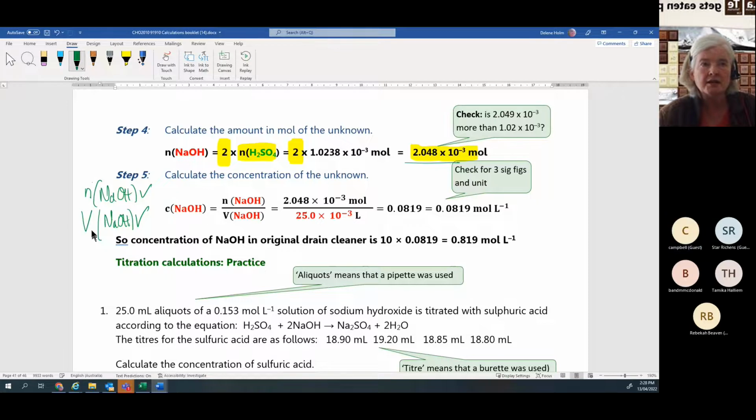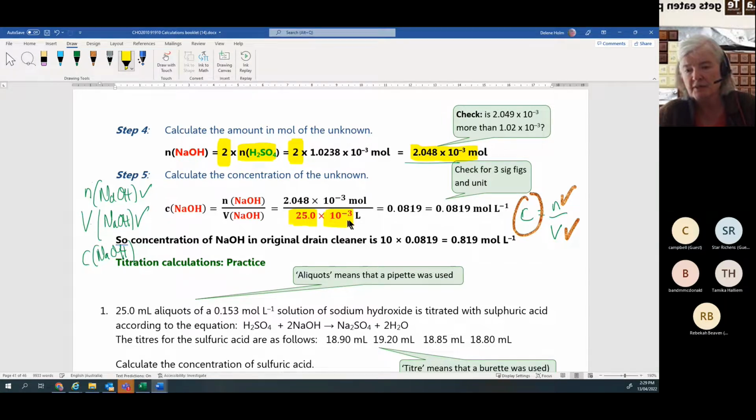So if I know N and I know V, I can work out C, which was the whole point of the question. So remember, C is equal to N over V. So the first thing you do is, of course, your volume for sodium hydroxide. It was 25 milliliters. So can you see, I just simply multiply by 10 to the minus 3. Do you notice that these will cancel out?